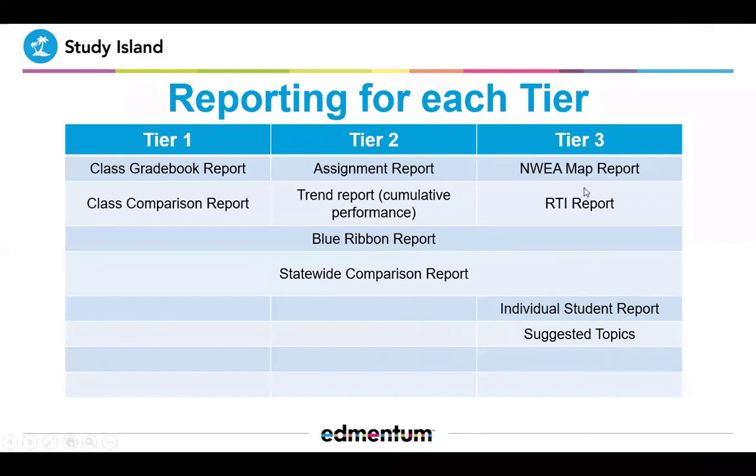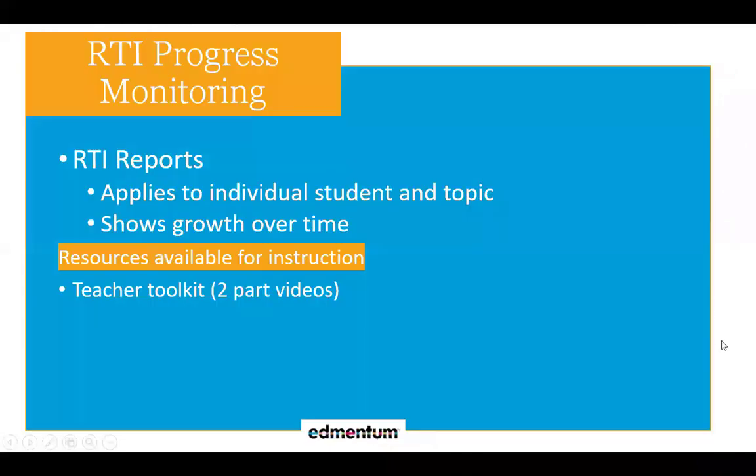For Tier 3, we have that NWEA MapLink report, which is just specific to that pathway. We also have the RTI report, which I'm going to show you in just a second, so I'm not going to give you too many details there. We also have the individual student report, because again, that individualized support, and the suggested topics, which are the topics that can pop up for your individual student.